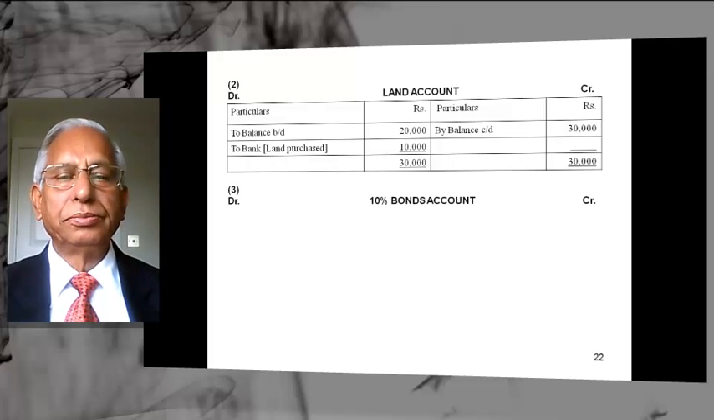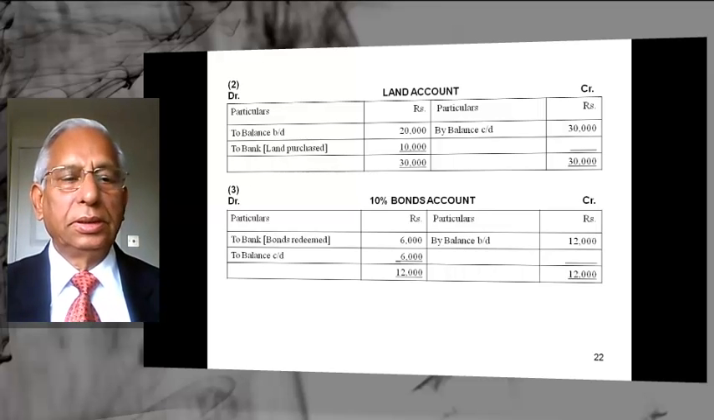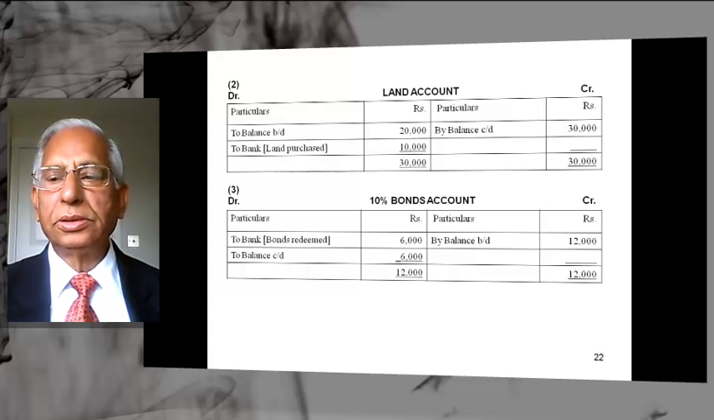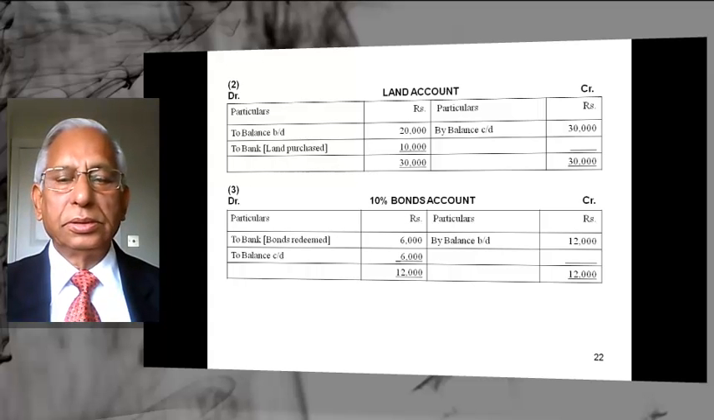Now you see the next working note relating to 10% bonds account. Balance brought forward was 12,000 rupees. Closing balance is 6,000 rupees. It means bonds amounting to rupees 6,000 were redeemed during the year.